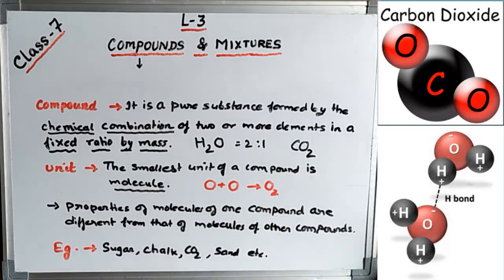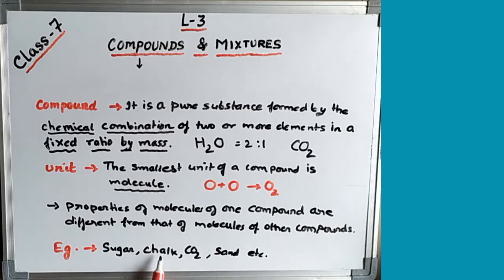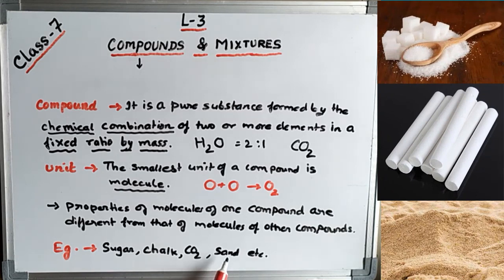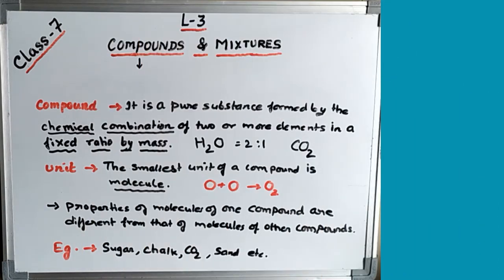Now you can take any example from our day-to-day life. Sugar is a compound. Chalk is also a compound. Carbon dioxide is also a compound. Sand, silicon dioxide, SiO2, is also a compound. Like this, there are various compounds in our day-to-day life and also in the lab. Now the compound's unit is the molecule. Next we will come to know about the characteristics of a compound.